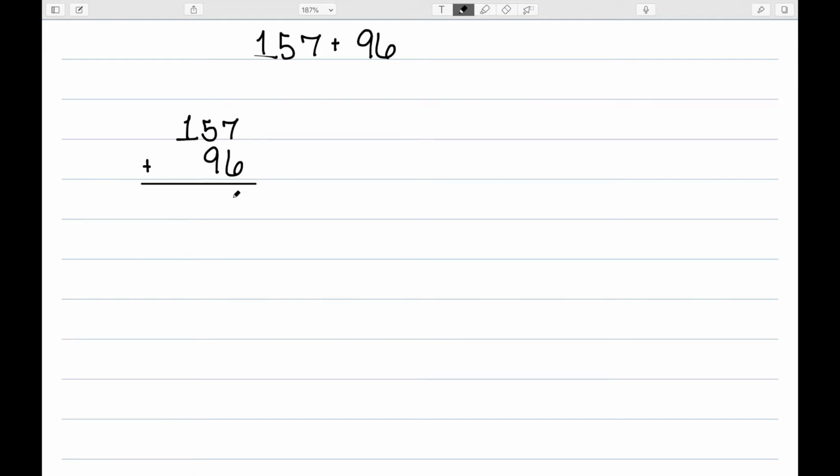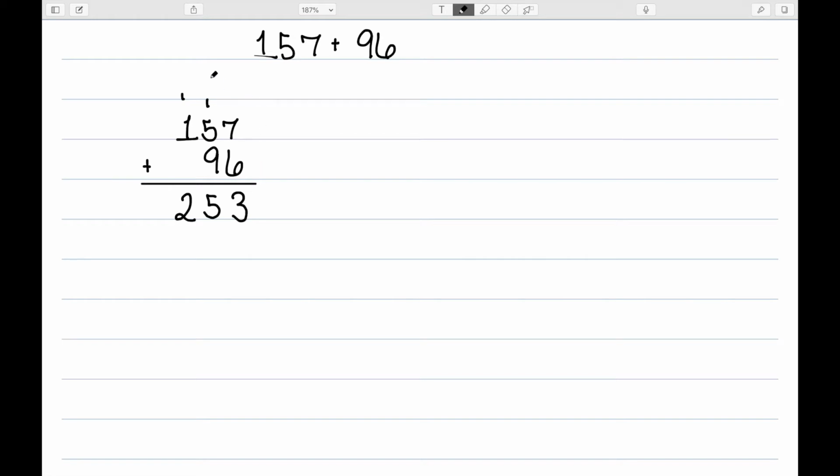7 plus 6 is 13. We write down the 3 and we carry the 1. Then we have 1 plus 5 plus 9 is 15. So we write down the 5 and carry the 1. We then have 1 plus 1 is 2. This idea of carrying is also known as regrouping.